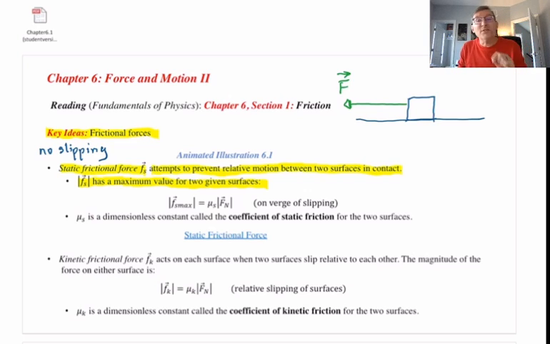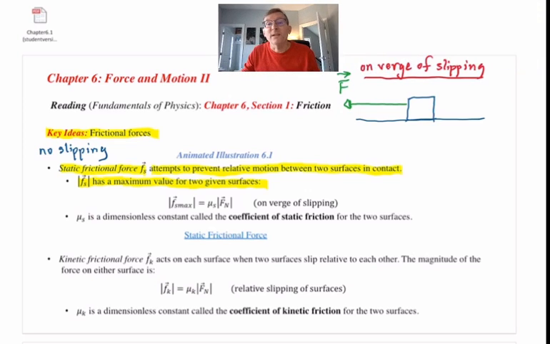So when I'm in that situation, where my applied force is so big that if it's just the tiniest bit bigger, the block's going to slip, we say that the block is on the verge of slipping. That's an important phrase when you have a frictional force. Okay? We say it's on the verge of slipping. The word there is slipping.